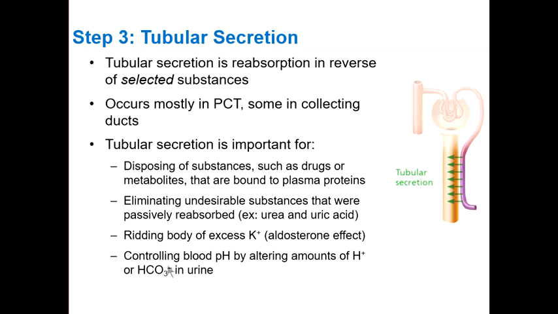And the final point here, this we'll look at next chapter, but it's part of tubular secretion, so we're going to mention it here, but put it on the back shelf until chapter 26: controlling our blood pH. So we can alter the amounts of the hydrogen ions. Remember, more hydrogen ion, the more acidic the blood is, or the bicarbonate ion in the urine. So by playing with these two ions through tubular secretion, that will control the pH level in the blood.